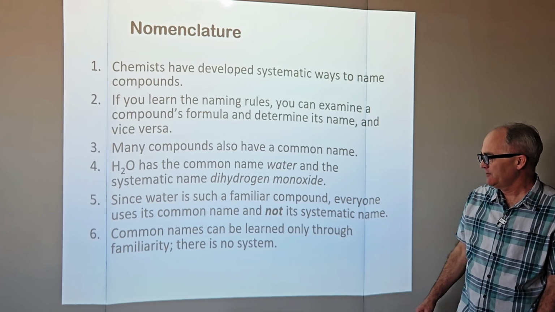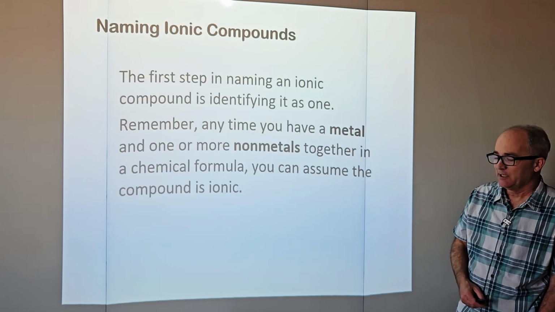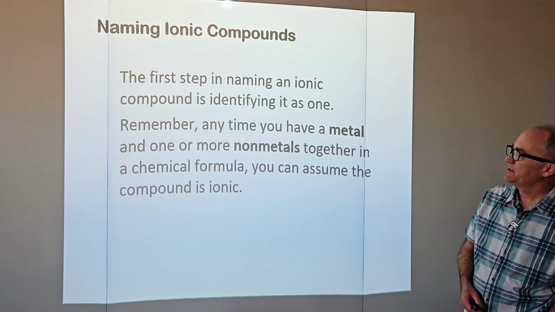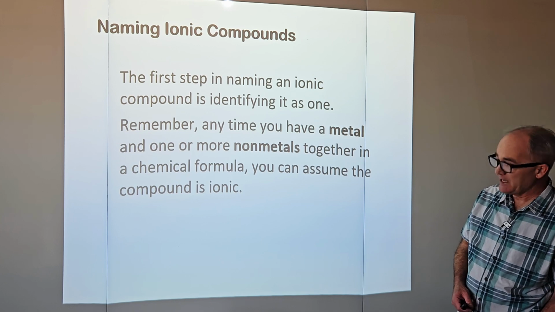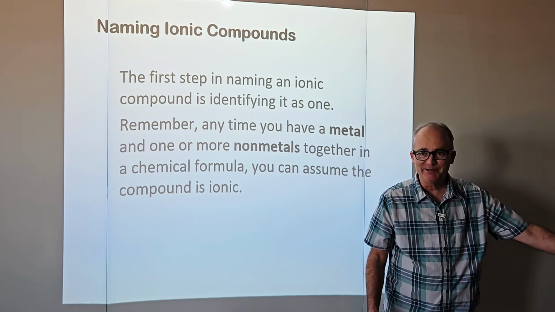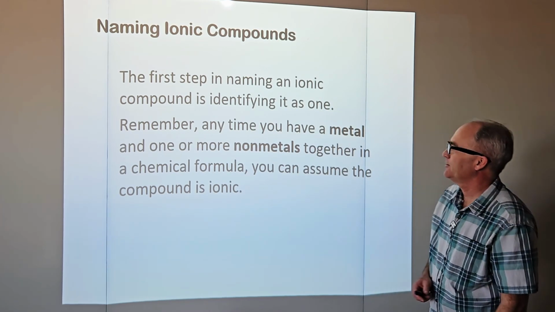Common names can be learned only through familiarity, and there's no system. Everything else is going to have a system. How do we name compounds? The first step in naming an ionic compound is to identify it as one. And how do you do that? 30 seconds ago, somebody else told me, yeah, metal and a non-metal. That's how you identify an ionic.